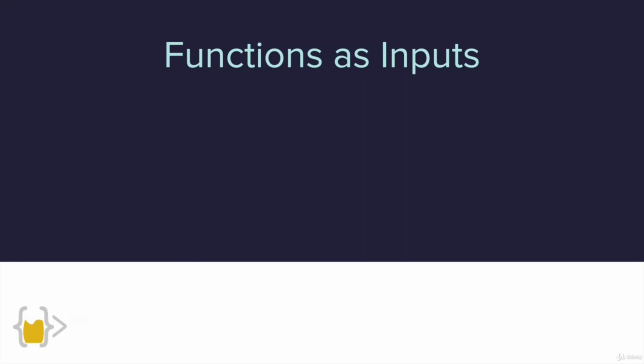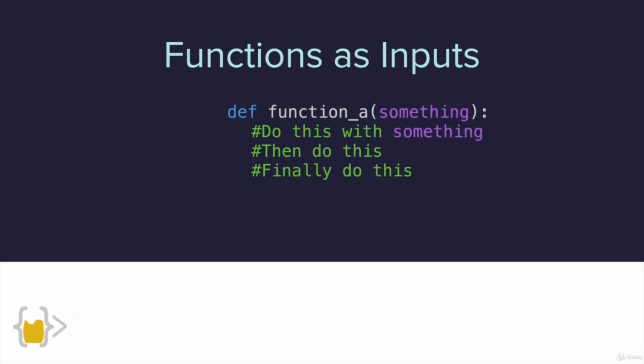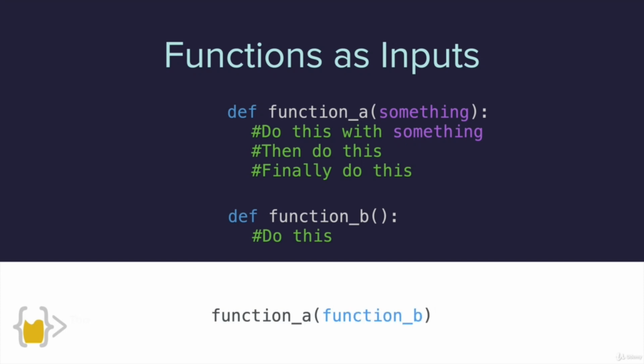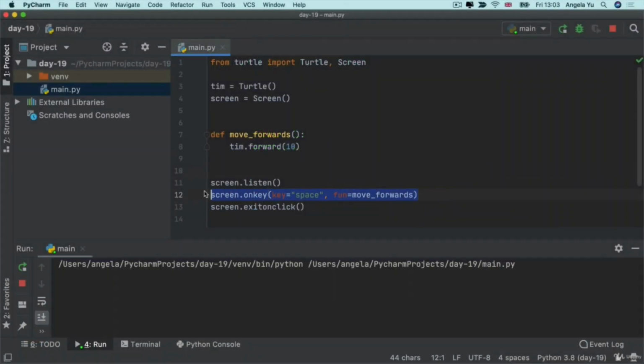What we've essentially got here is a function that's being used as an input. Let's say we have a function called function A that takes some sort of input, and then we have a function called function B. We can actually pass function B into function A like this. So notice that when we pass a function as an input, we only pass the name without the parentheses at the end. But how exactly does this function on key work?